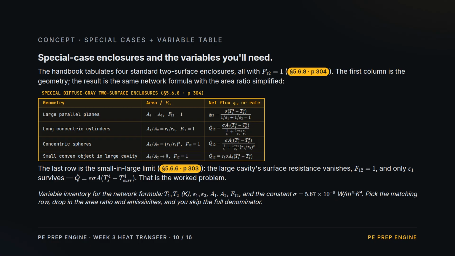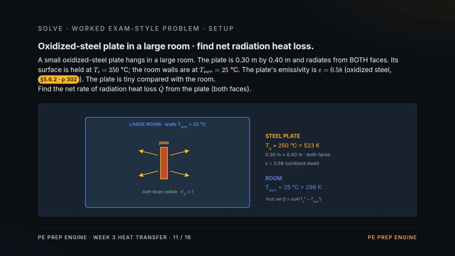constant. Worked problem. A small oxidized steel plate hangs in a large room, 0.3 by 0.4 meters, radiating from both faces. Its surface is held at 250 Celsius, the room walls at 25. Emissivity is 0.58, oxidized steel from the handbook table. The plate is tiny compared with the room. Find the net radiation heat loss, both faces.